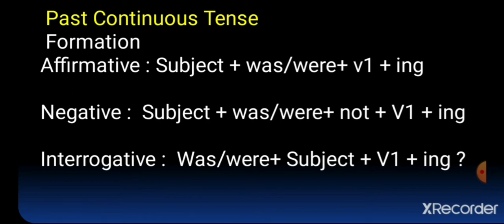Then students, to frame a negative sentence we put not. ओके हम इसमें क्या ऐड कर देते हैं? Not. We put not between the helping verb and the present participle, and we can say verb की first form plus ing.